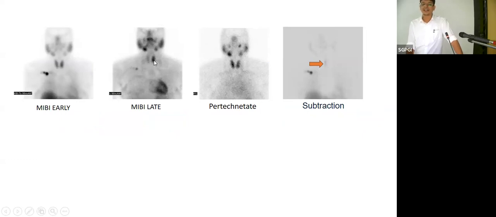But in the delayed image, everything becomes obvious. The left side is showing distinctly more uptake in comparison to the right lobe, which is showing the washout. You are doing a particulate scan, so you are showing a reverse pattern. The right lobe is more and the left is less. When you do a subtraction, you can clearly see there is a retention of the tracer somewhere around the left lobe.